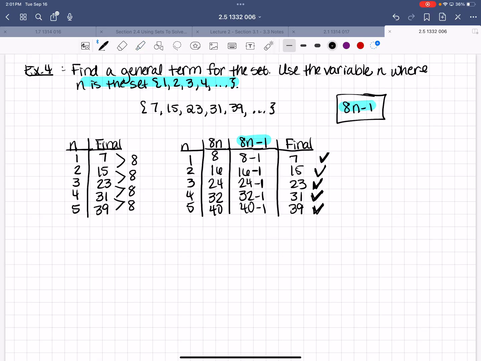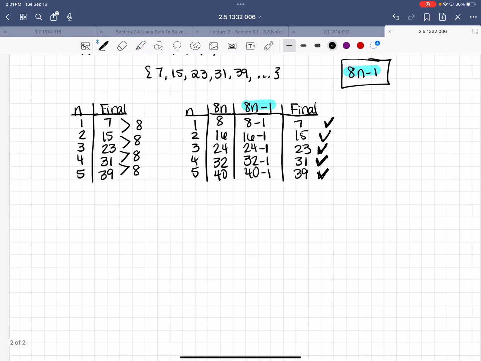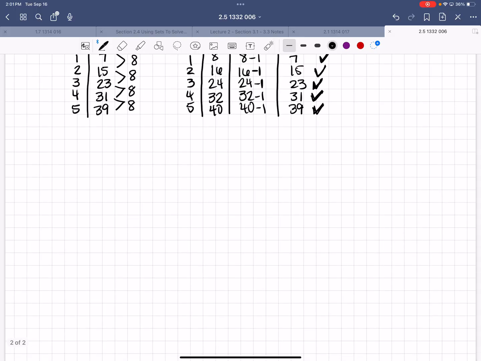Okay, that's example 4. Example 5. We have find a general term for the set. We'll write the directions one more time. And then on example 6 and 7, I'm going to say same directions as example 5.